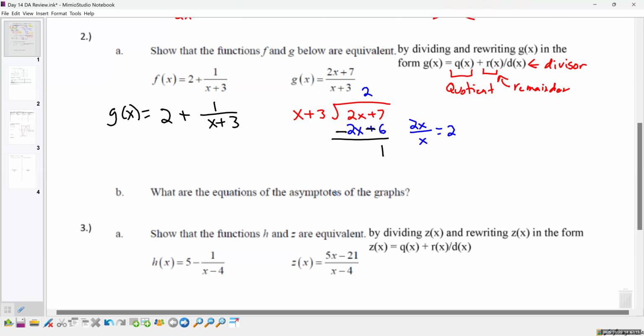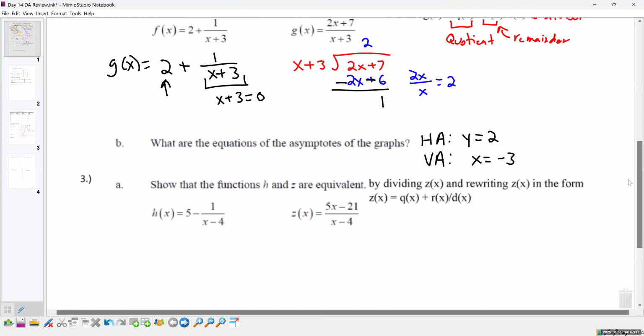What are the asymptotes of the graphs? Well, I have a constant here at 2. That tells me that the horizontal asymptote is y equals 2. This denominator is x plus 3. If I were to set this equal to 0, I would get negative 3. I cannot substitute negative 3 in, or it will produce a vertical asymptote.